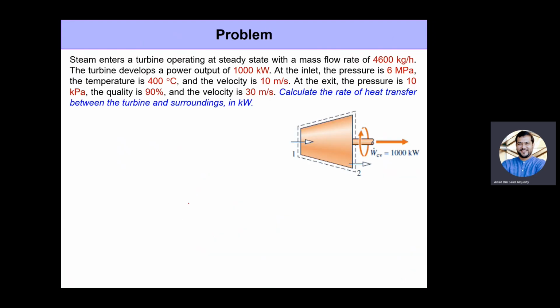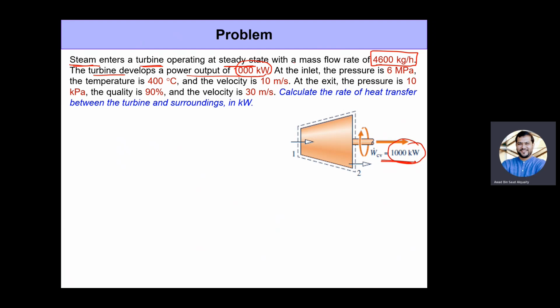Now let's go ahead and solve a problem for a turbine first. Okay, so here we are dealing with a turbine, and here it says steam enters a turbine which is operating at steady state, and it's entering the turbine with a mass flow rate of 4,600 kilogram per hour. So the mass flow rate is provided to us. Now the turbine develops a power output of 1,000 kilowatt. The turbine power output is also provided, and as I told you, the whole purpose of purchasing a turbine is because we are interested in generating this power output, right?